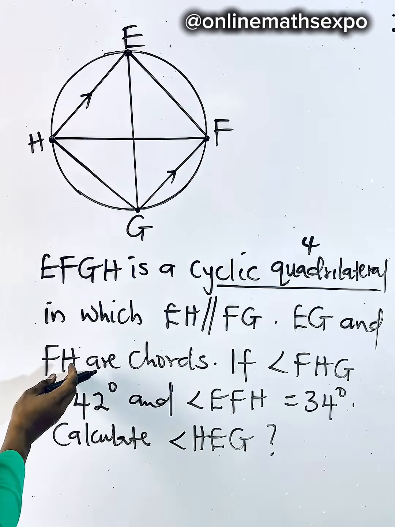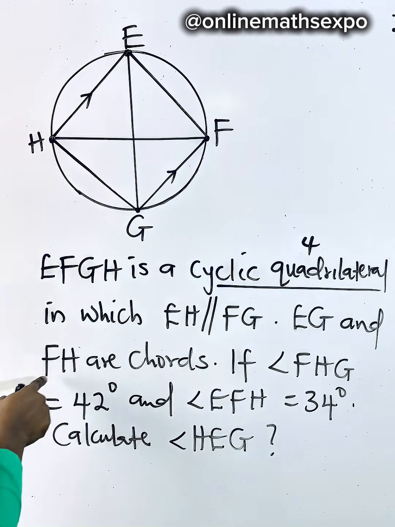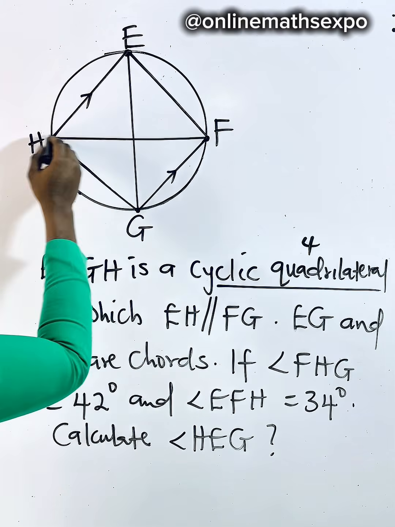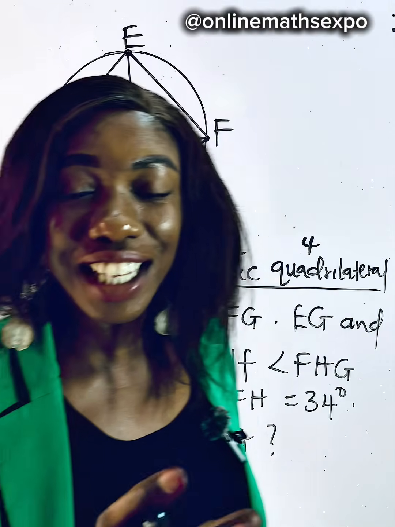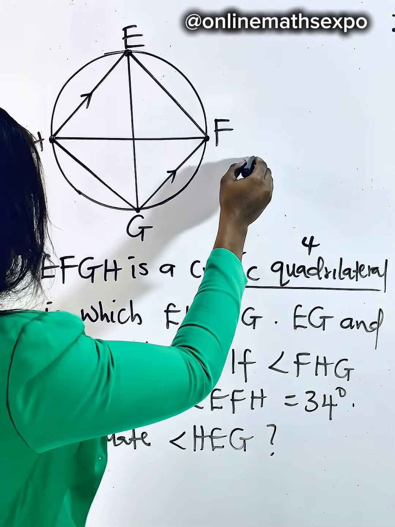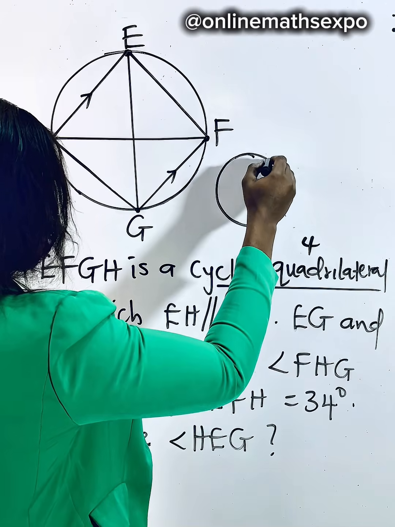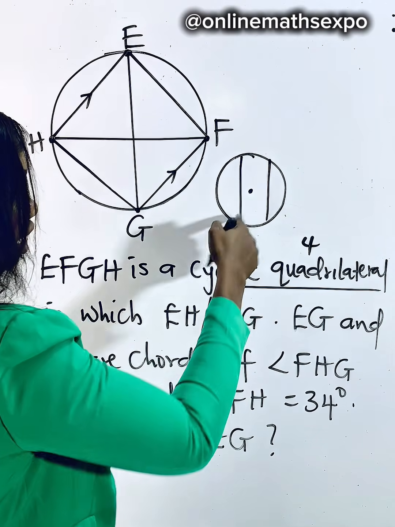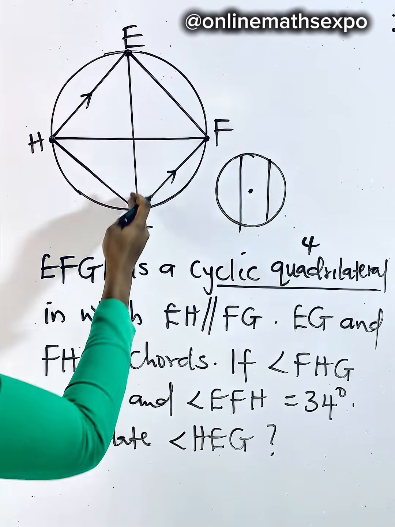EG and FH, EG, this is EG, this line, and FH, this is FH. That means these two lines are chords, and a chord is simply a line that runs from one part of the circle to the other, but does not pass through the center. So this is a chord. This is a chord. If it passes through the center, it becomes a diameter. So these two lines are chords.